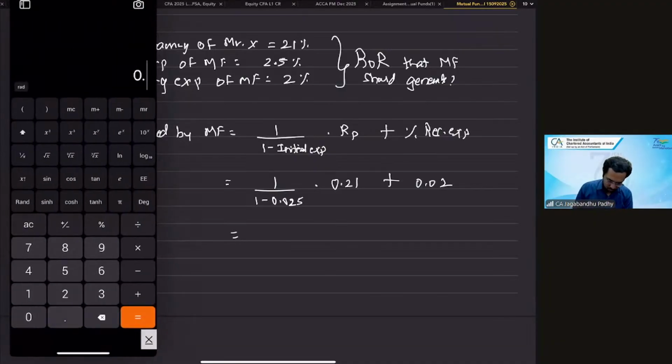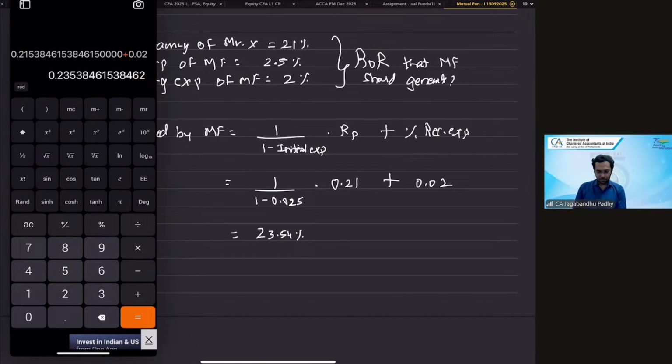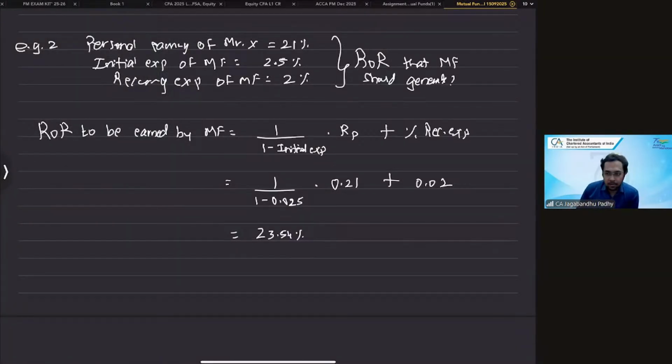So just check, it is 0.21 divided by 0.975 plus 0.02. That is 23.54%. Are you getting this easily, everyone? Is the formula clear? So it is simple.